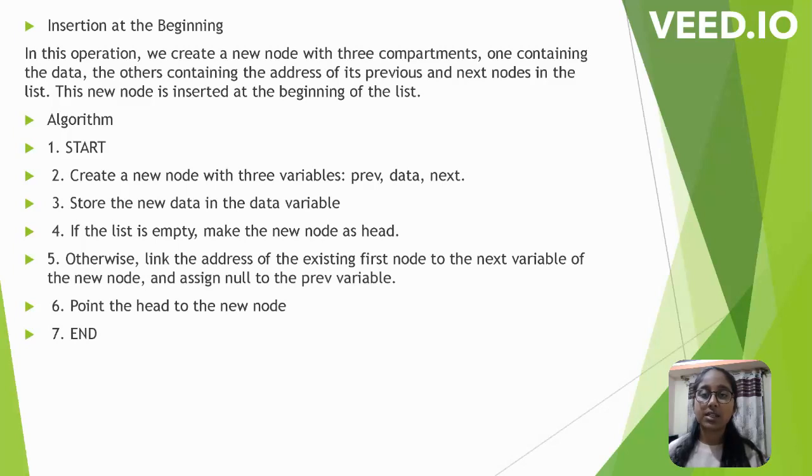Algorithm: first, start. Second, create the new node with the three variables: previous, data, next. Third, store the new data in the data variable. Fourth, if the list is empty, make the new node the head. Fifth, otherwise, link the address of the existing first node to the next variable of the new node and assign null to the previous variable. Sixth, point the head to the new node. Seventh, end.